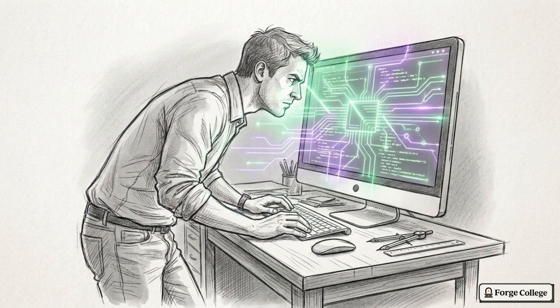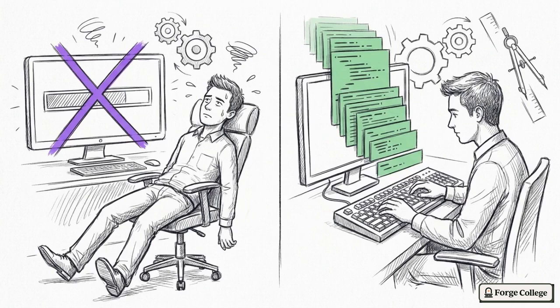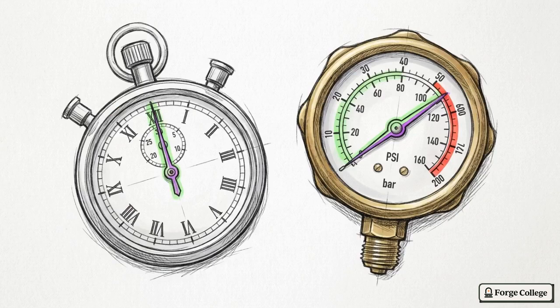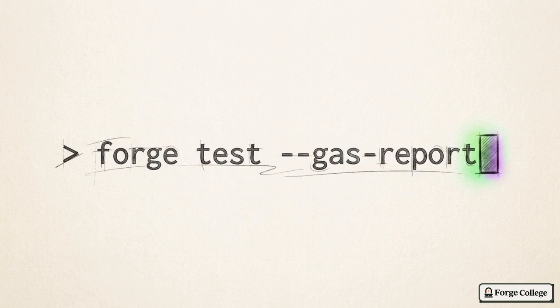Speeding up your test suite directly protects your cognitive focus. By cutting out idle time, you stay engaged in solving problems, instead of staring blankly at a loading bar. Before changing a single line of code, we have to capture the current execution time and gas usage. We do this by running Foundry's gas report flags to establish a clear, quantitative baseline.